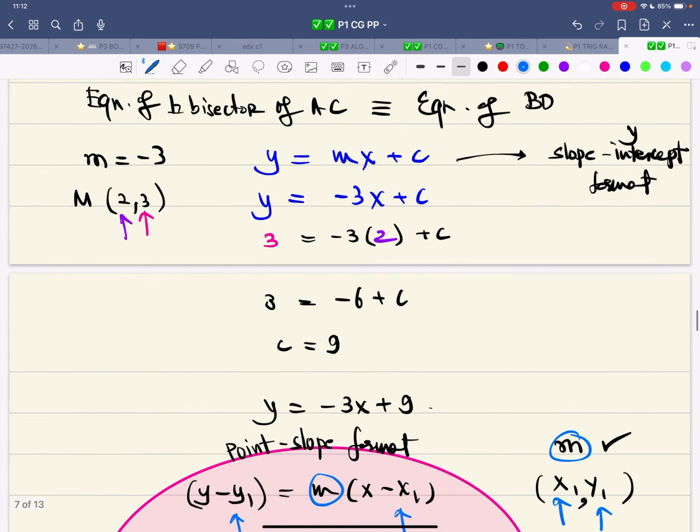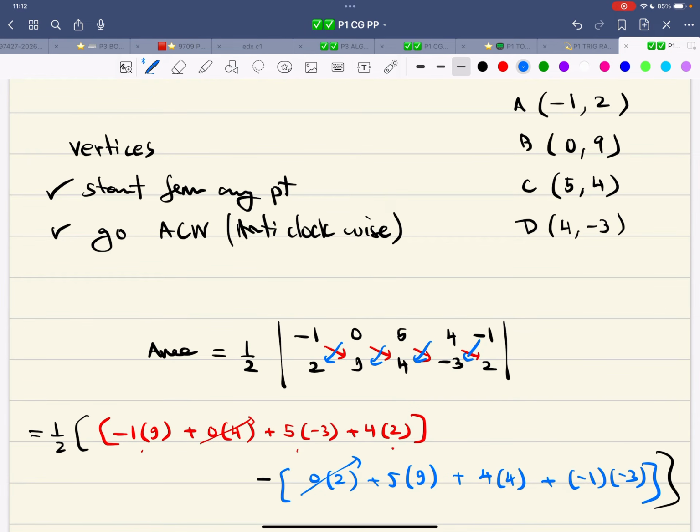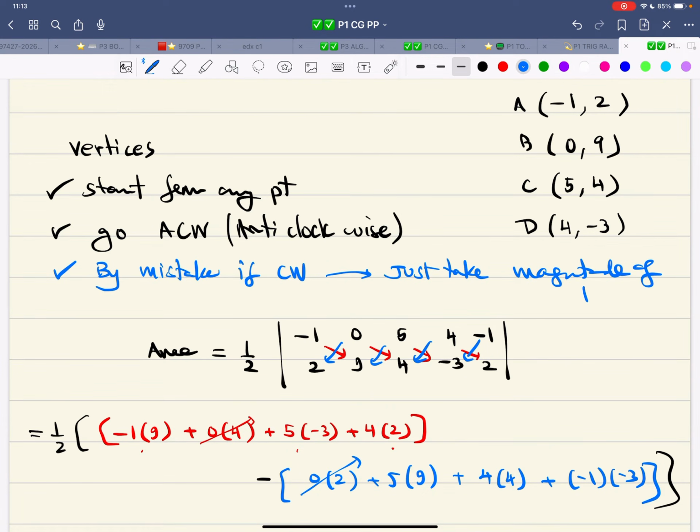That mistake is, I told you to take it anti-clockwise, but I think I took it clockwise. So now, by mistake, if vertices are taken clockwise, just take the magnitude of the answer. So it doesn't make a difference at all.